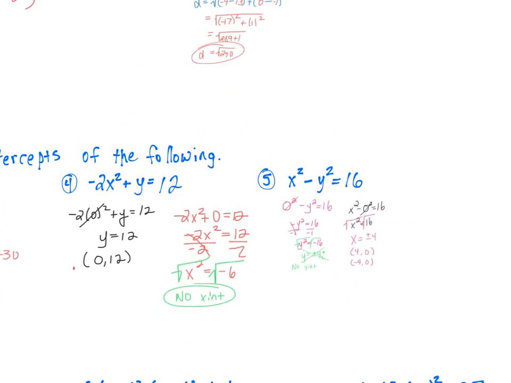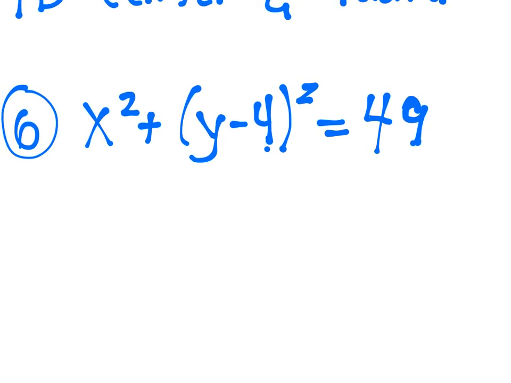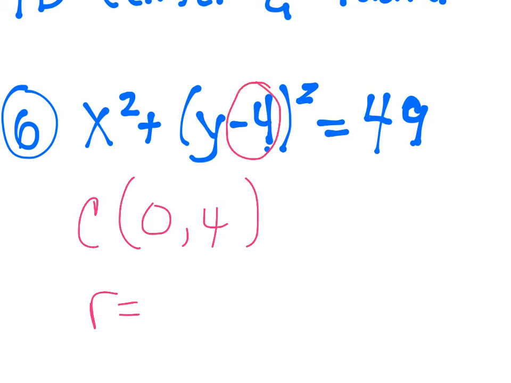All right. Moving along, scooting down. Identify the center and the radius. Guys, this should be a gimme. What is the center and what is the radius of this one? 0, 4. Why is it 0? X is just by itself, right? There's nothing added or subtracted to it. And then whatever is with the y is our answer, but it's the opposite of what we think. And then what's our radius? Take the square root, and it's 7. Questions? That's it. Okay.